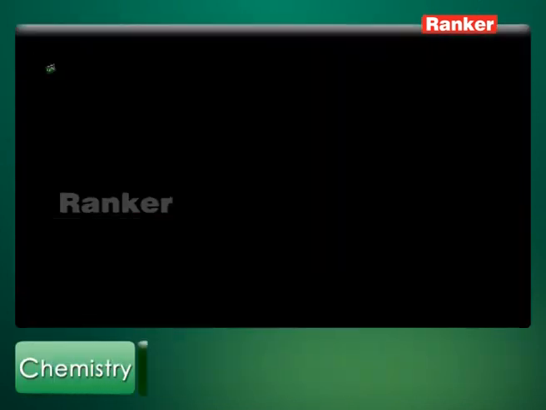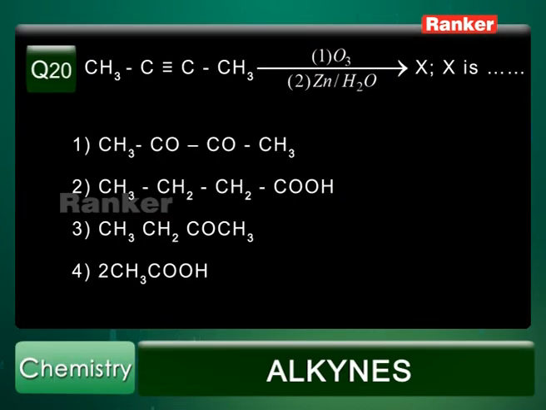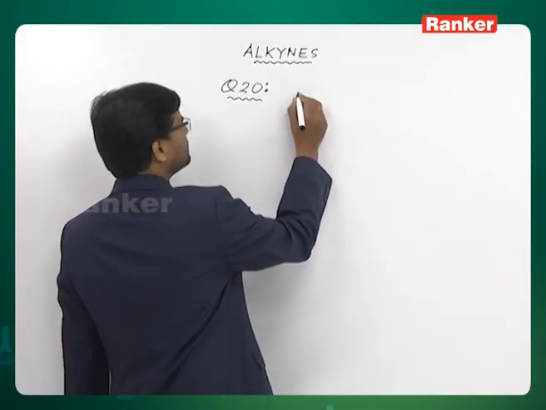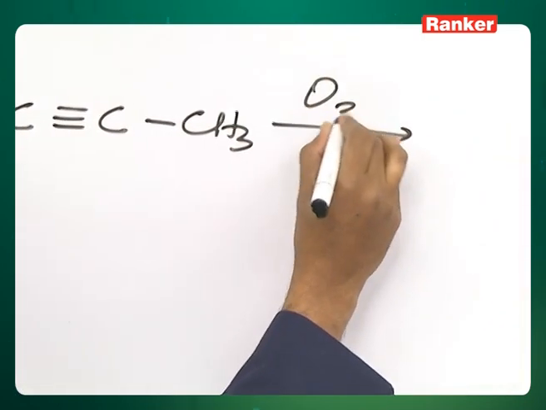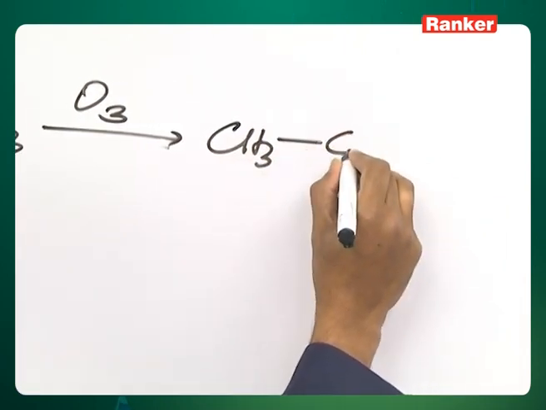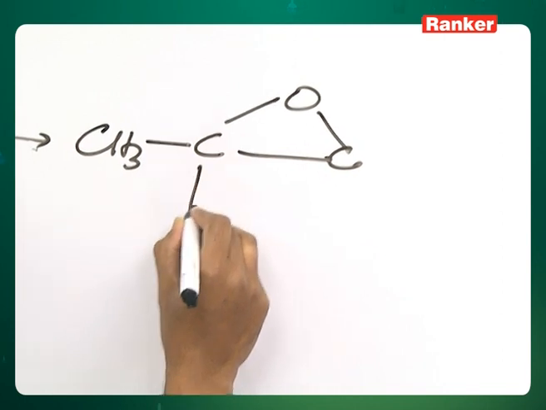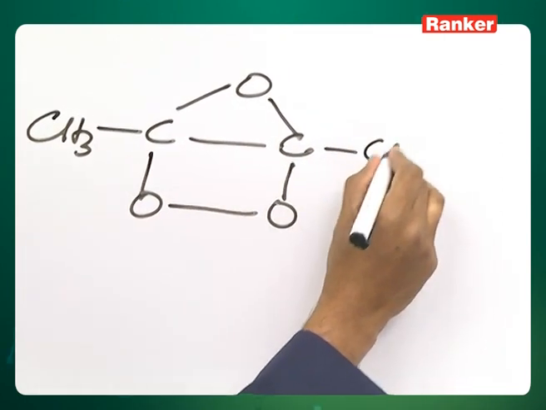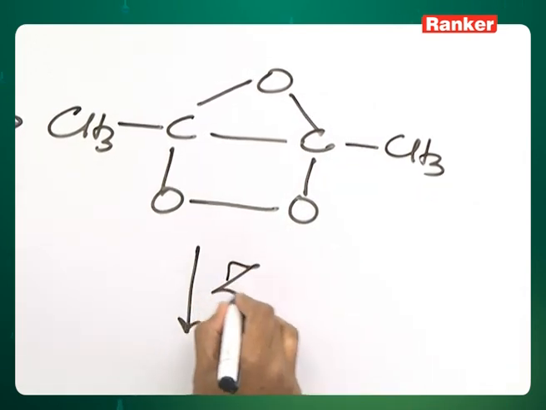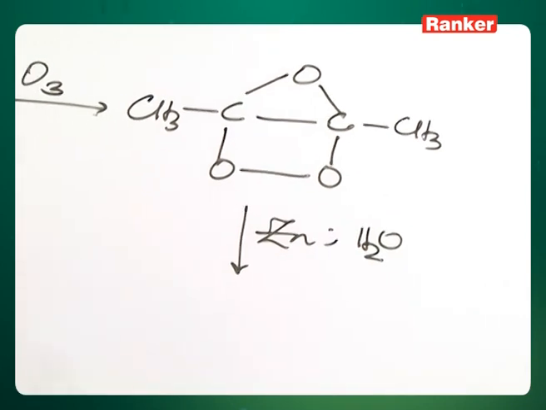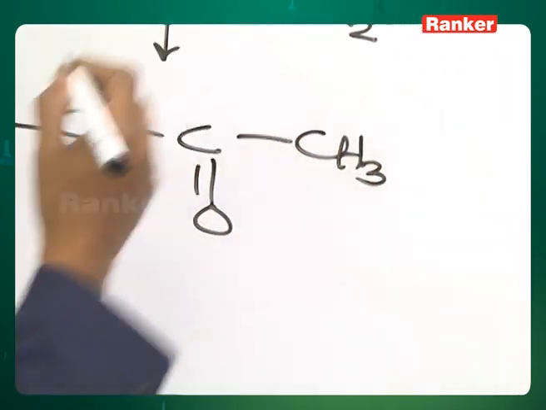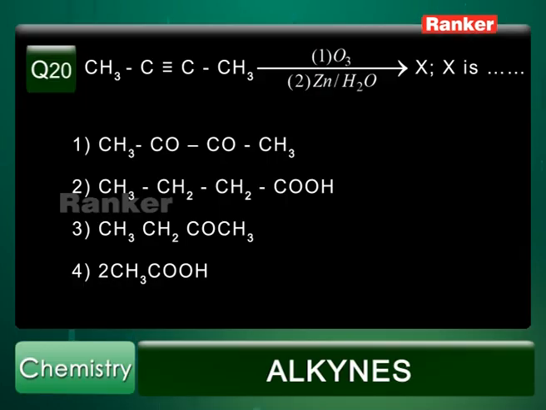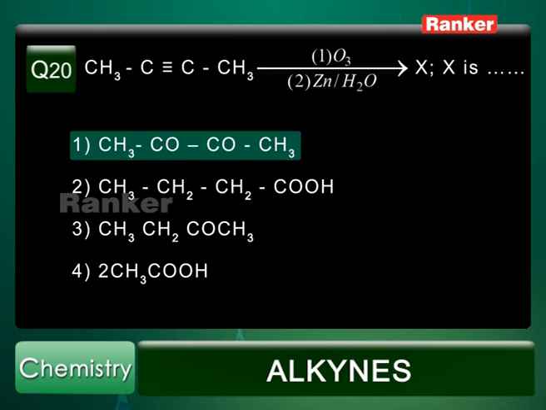Question number 20. But-2-yne is subjected to reductive ozonolysis and you have to find out what is the product X in this reaction. When you treat it with ozone, you get an ozonide of this type. Then it is hydrolyzed and you get CH3, C double bond O, CH3. So it is butane-2,3-dione. The correct answer therefore is the first option, butane-2,3-dione.